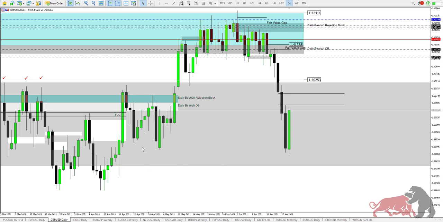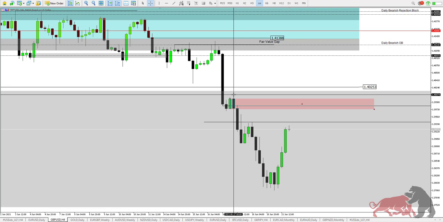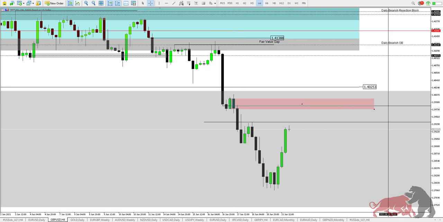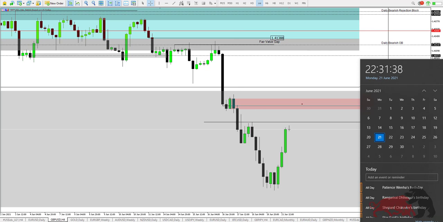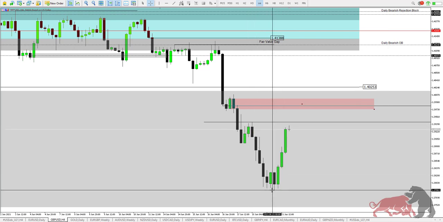This was to be expected because we are in a higher time frame bullish order block, right? Now on H4, you see we've got this bearish order block right here, right? And we've got this high that was created when was this? 17 June, that was Thursday, right? Thursday. And then we've got the low that came in today.